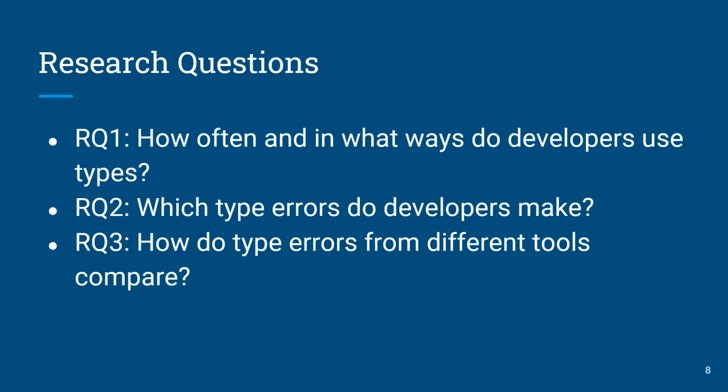In the remainder of the talk, we will address the following three research questions. First, how often and in what ways do developers use types? Second, which type errors do developers make? And third, how do type errors from different tools compare?